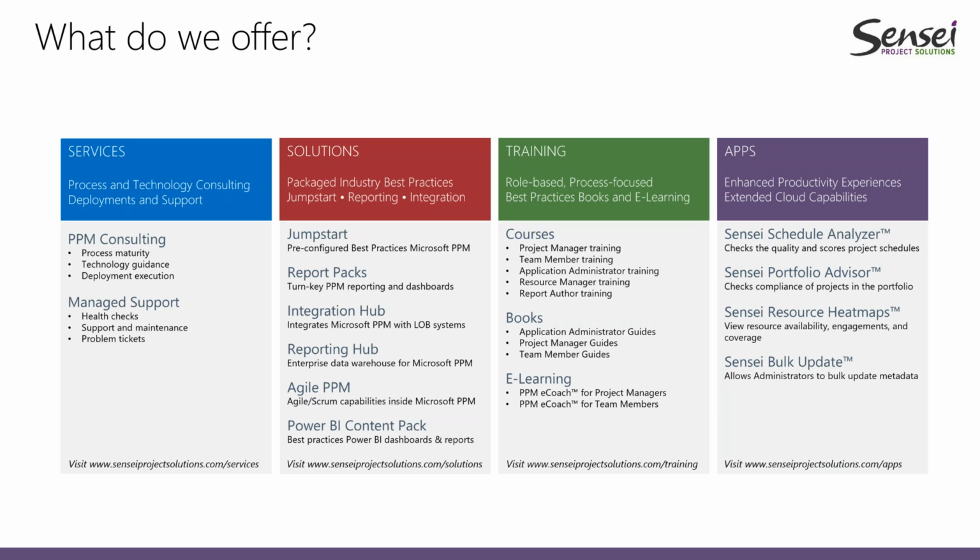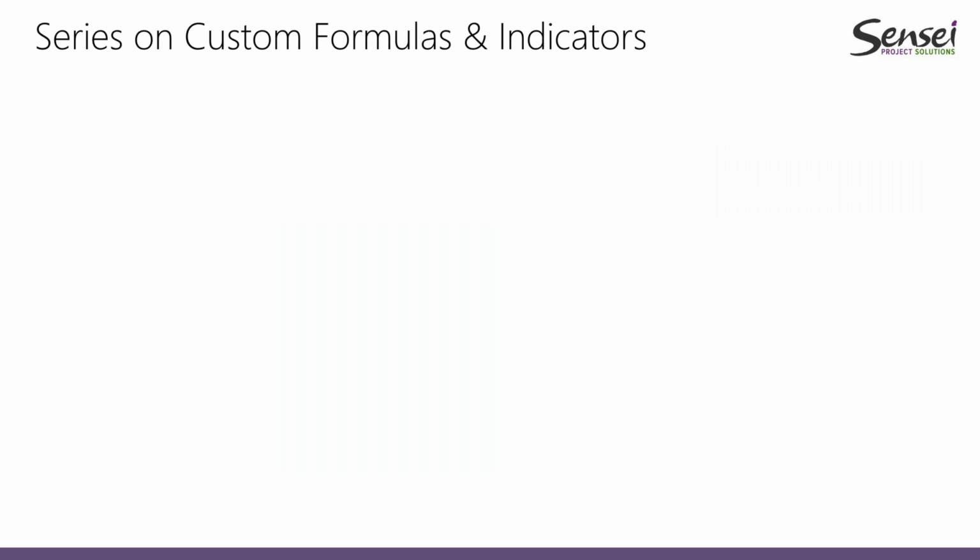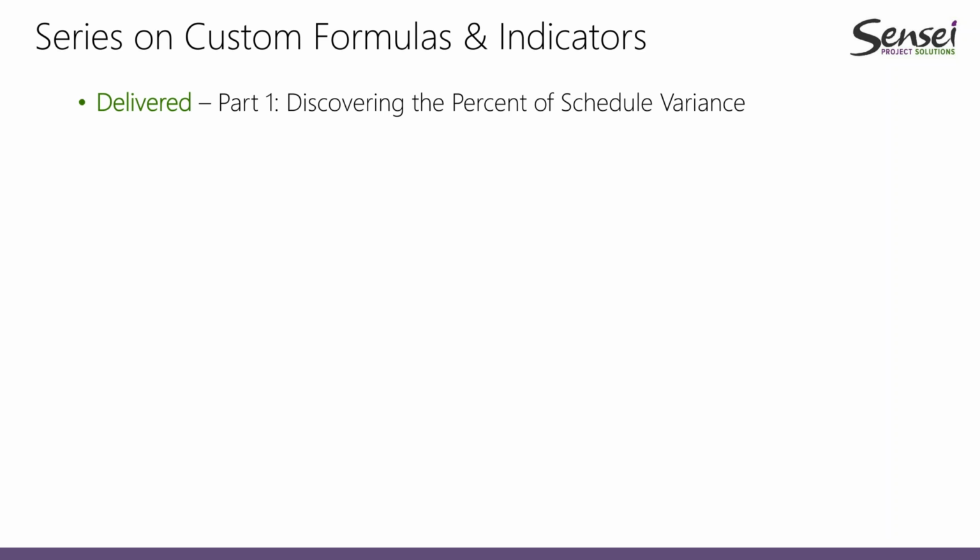So now we will get started with today's session. During this session, we will be talking about custom formulas and indicators, as I previously said. We have delivered part number 1. The first session was discovering the percent of schedule variance.